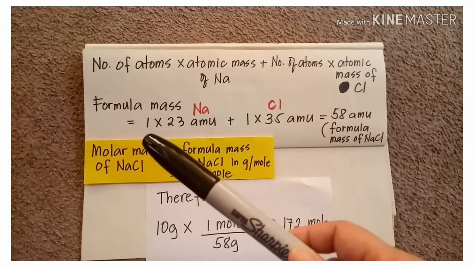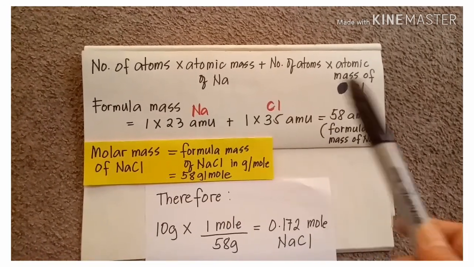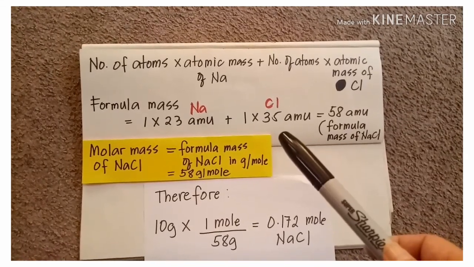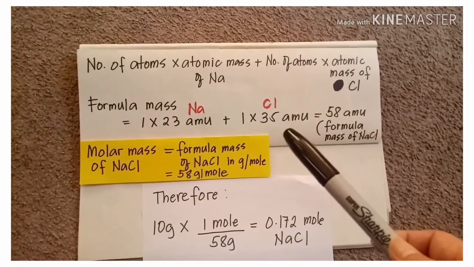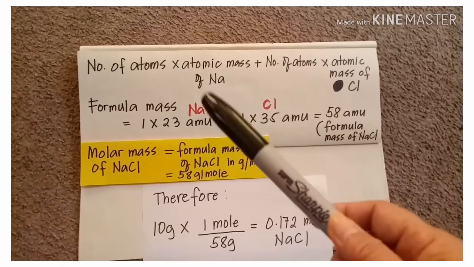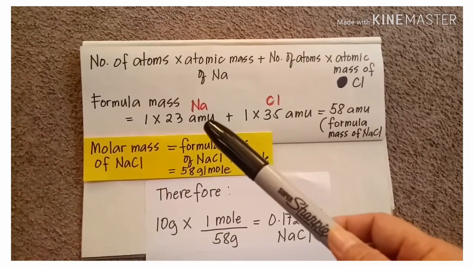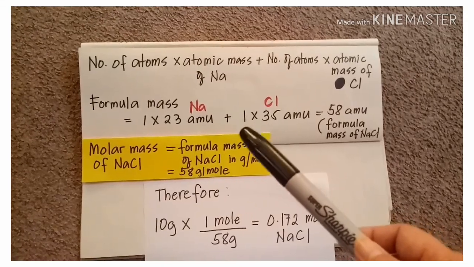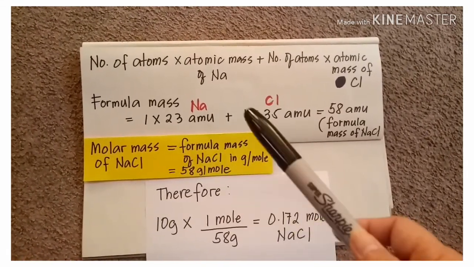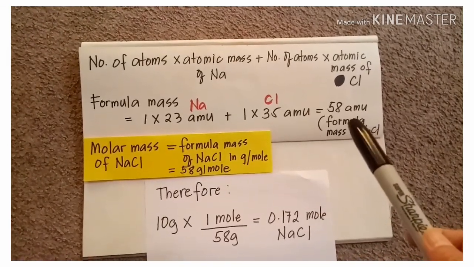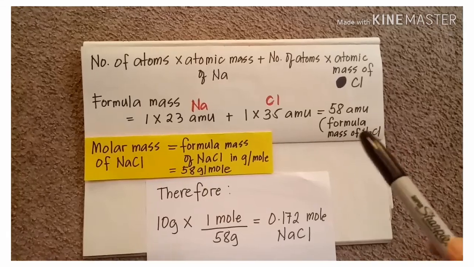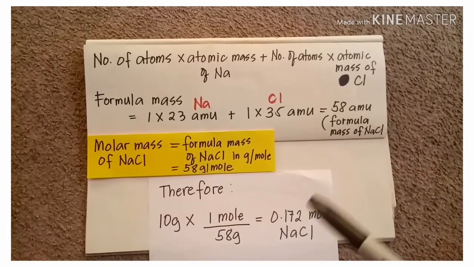So we will multiply 1 by 23 plus 1 atom of chlorine times the atomic mass of chlorine from the periodic table, that's 35 AMU. So what you're going to do is multiply 1 by 23, you will get 23, and multiply 1 by 35, you will get 35, and then you add 23 and 35, you will get 58 AMU or atomic mass unit, and that will be the formula mass of NaCl.